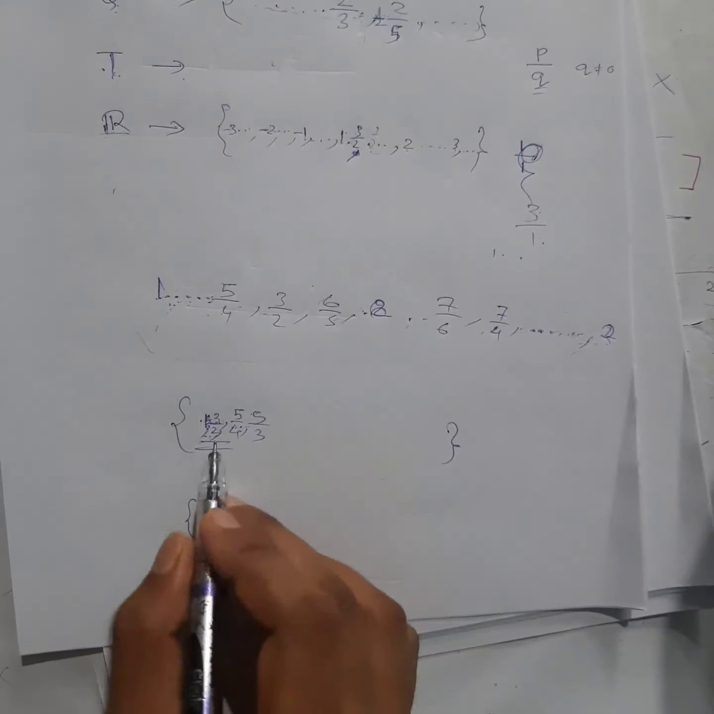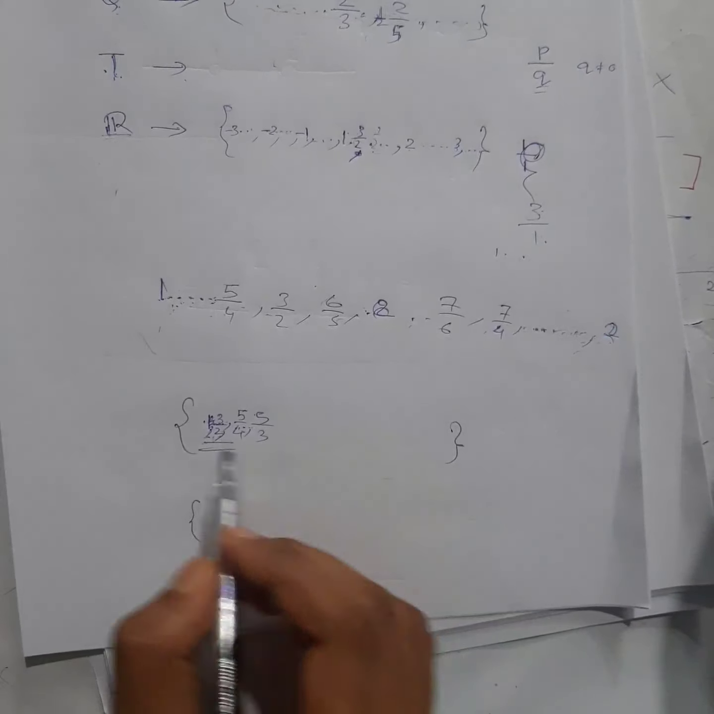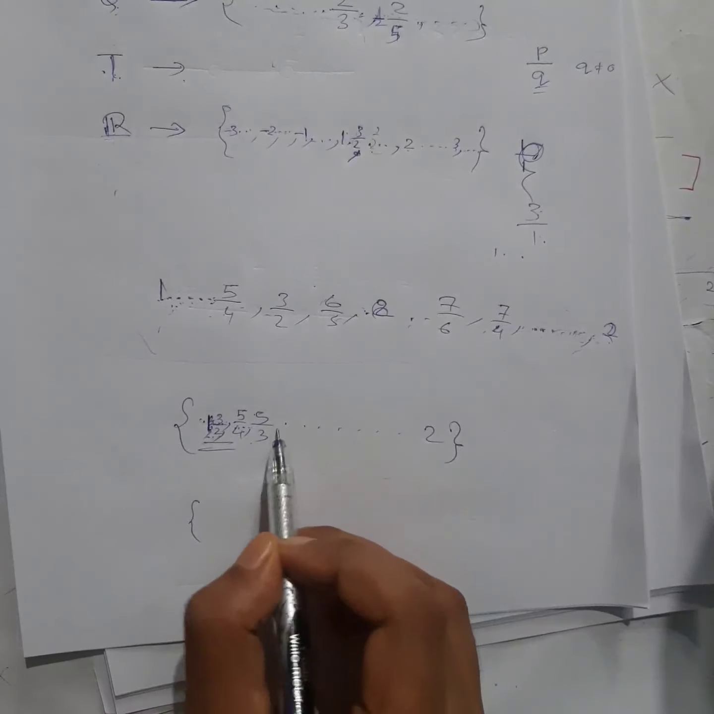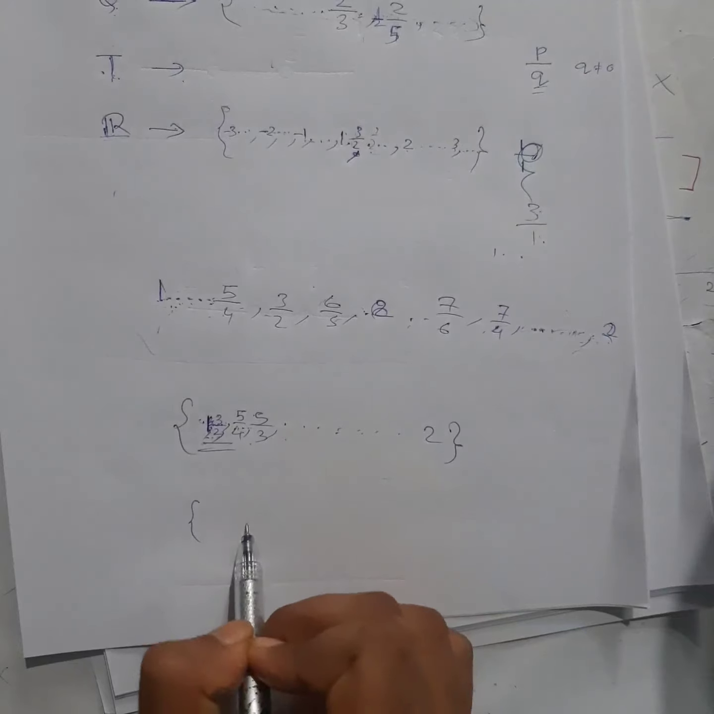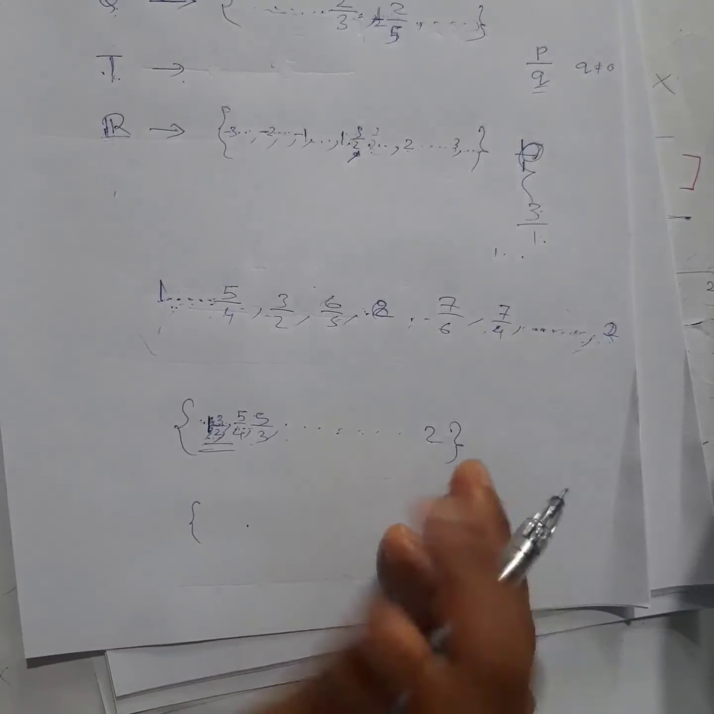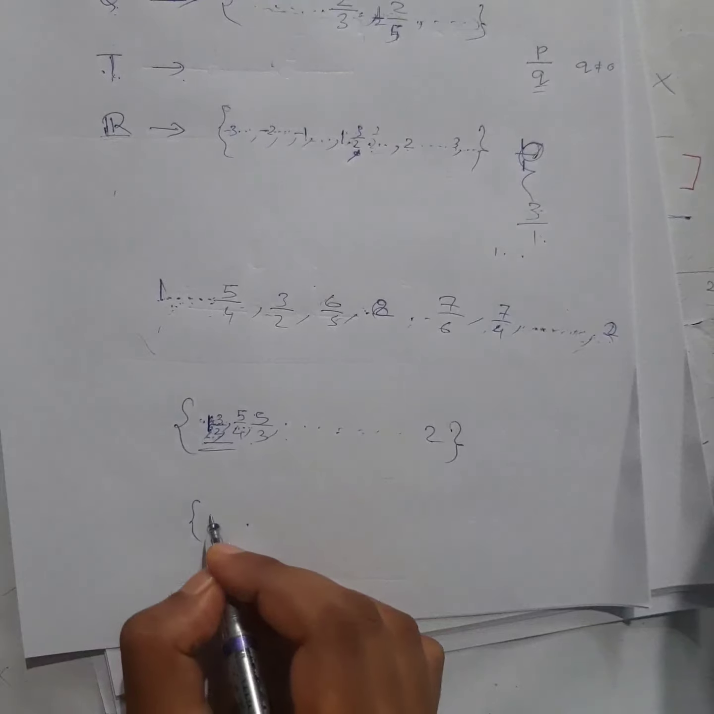So instead of writing in this listing form, can we write in set builder form? I want to write the elements here, right? But I'm not able to list all the elements. So what I will do, I will write this down in the set builder form. So how will I write? I want to write whichever elements from 1 to 2 are there, all I want to write in the set. So see how I will write in set builder form.